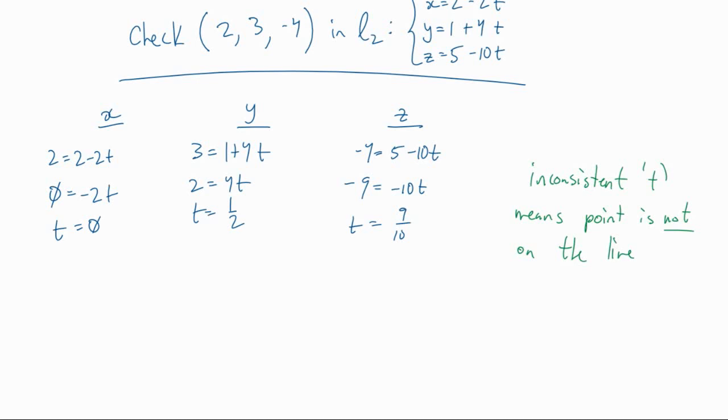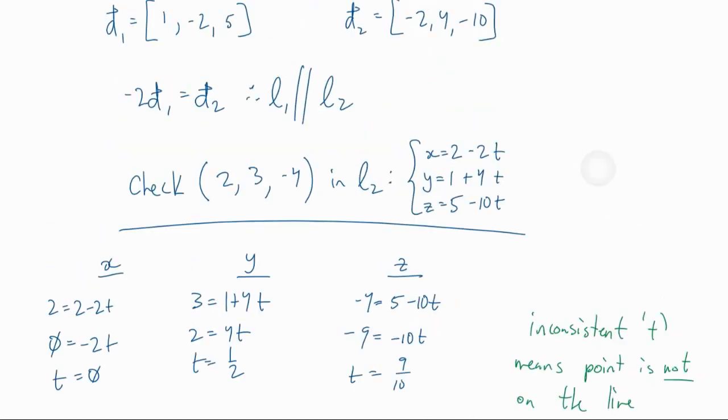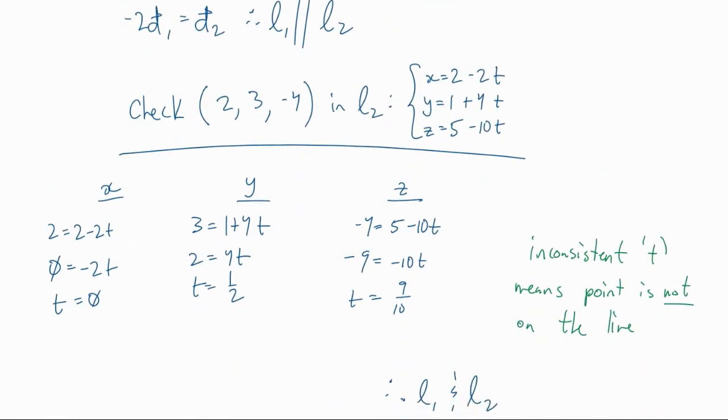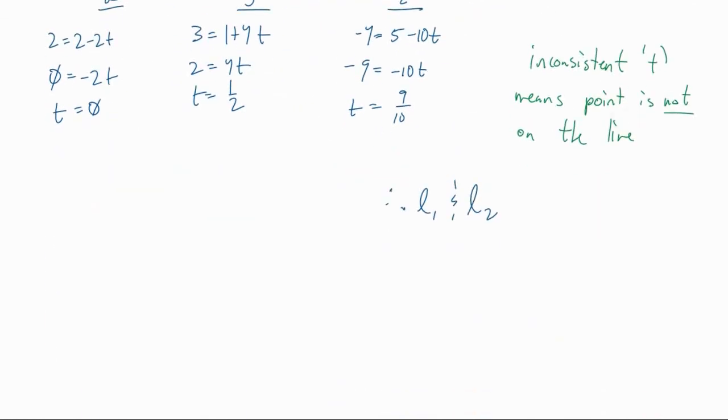Okay, therefore, L1 and L2. Now make sure that these are defined this way. They are given, I believe, as L1 and L2 in the question, but make sure that they are named appropriately. Sometimes they're not named with a number or whatever, right? So L1 and L2 are parallel and distinct.